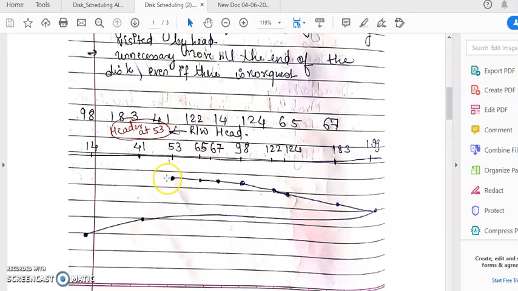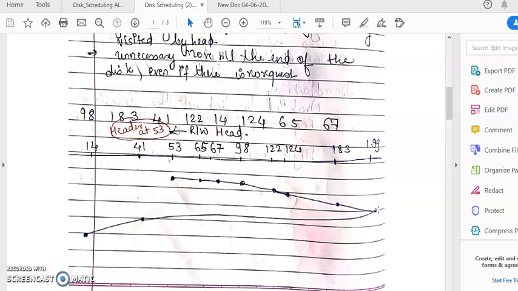You will see over here, this is the example. This is 53, and from 53 I have to go to 199. Say I have tracks from 0 to 199. 199 is not a request, it is the last track. So I have to go from 53 to 199, serving all the requests in between: 65, 67, 98, 122, 124, 183 are all served in between. It continues till it reaches 199, which is the last track.